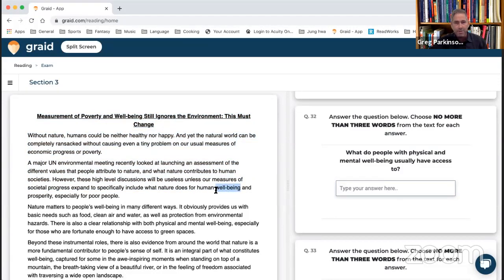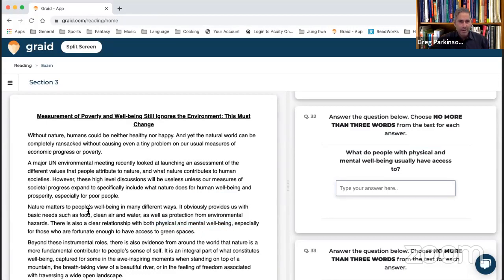So I look a little bit further, I read a bit further around that word, and in the sentence beginning, however, these high-level discussions will be useless unless our measures of societal progress expand to specifically include what nature does for human well-being, and prosperity, especially for poor people. So it doesn't really tell us about physical and mental well-being. So I just check a little bit further. And then in the third paragraph, I can find that exact phrase. All right, so around just here, hopefully you can see my highlighting.